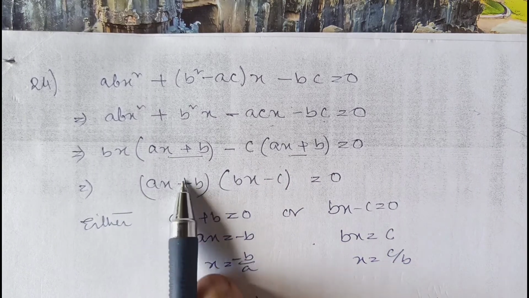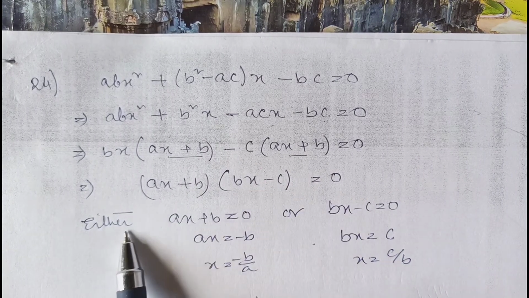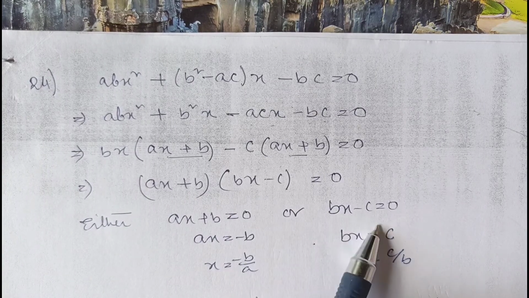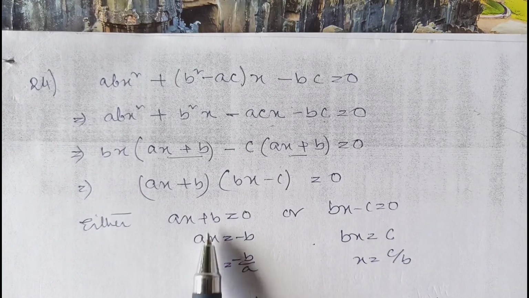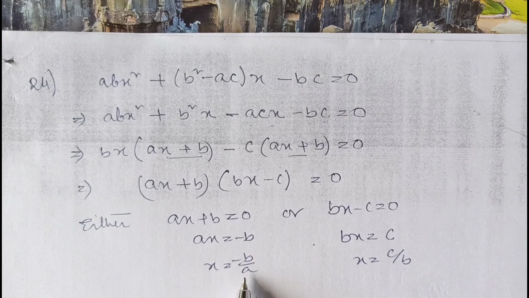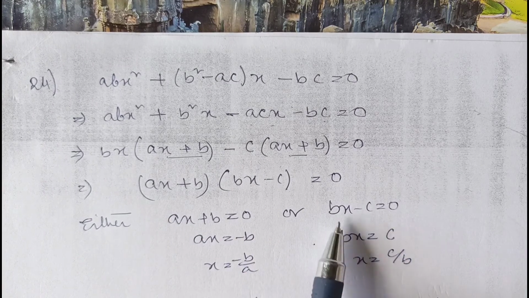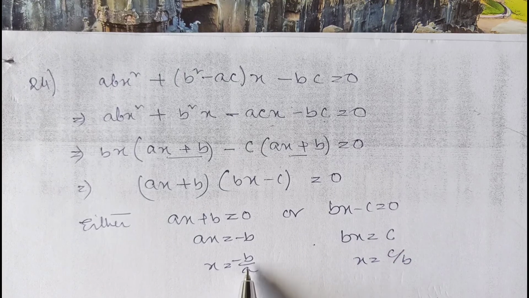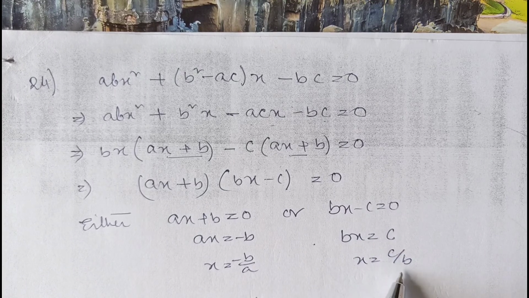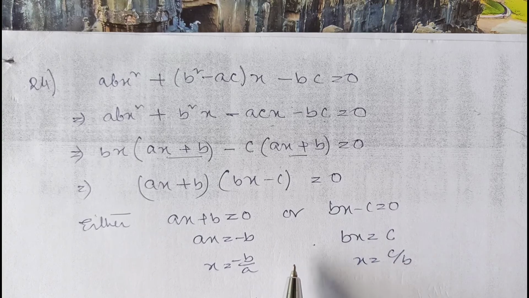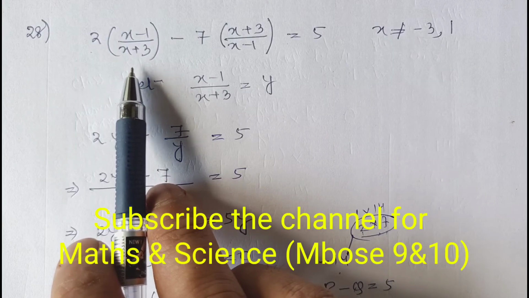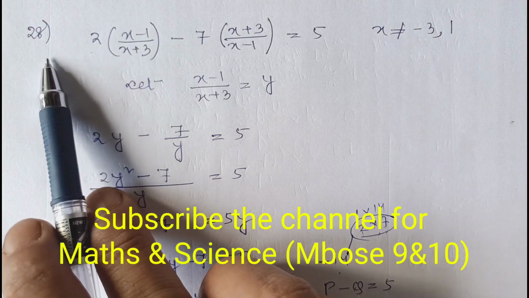Now product of this into this is 0, that means either ax plus b equals to 0 or bx minus c equals to 0. From here ax equals to minus b, x equals to minus b by a, and from here bx equals to c, so x will be c by b. So minus b by a and c by b are the required roots of the given equation. I hope question number 25 and 26 you can do it yourself. Let me show question number 28.